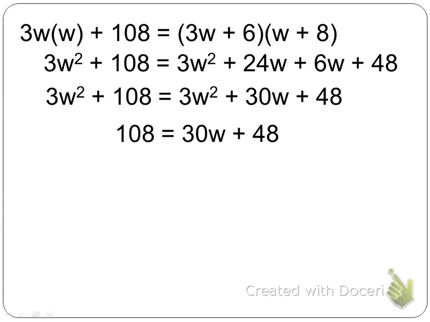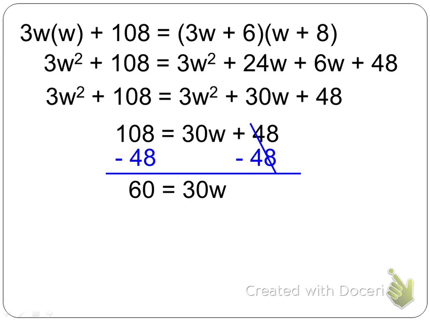Okay, now what? Subtract 48 from both sides. What's 108 minus 48? 60 equals 30W. Then what? Divide everything by 30, and we get W equals 2.